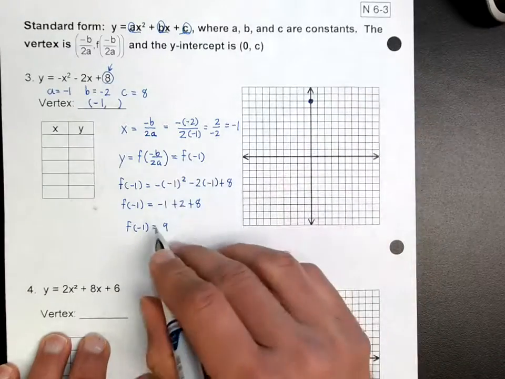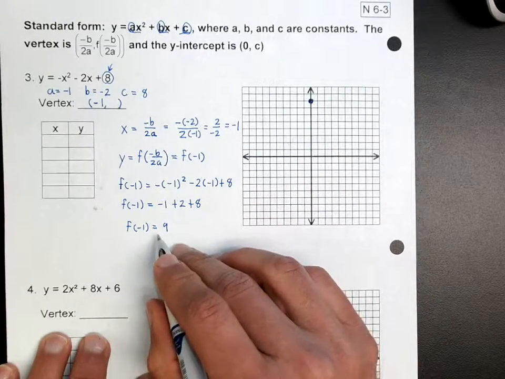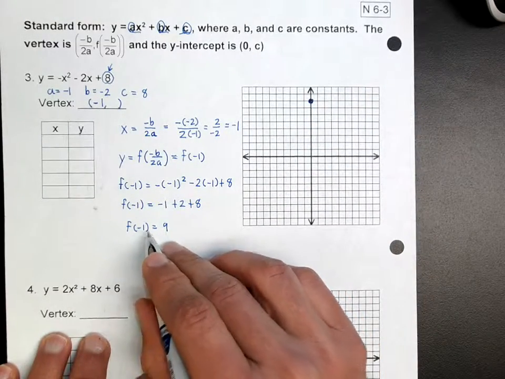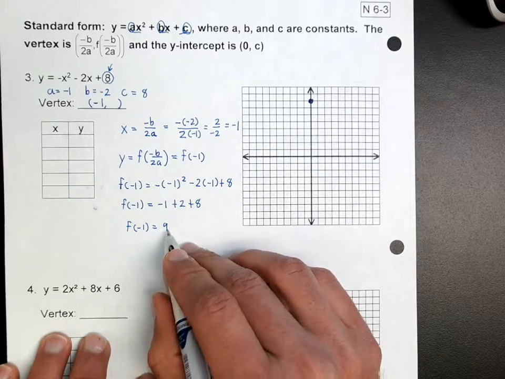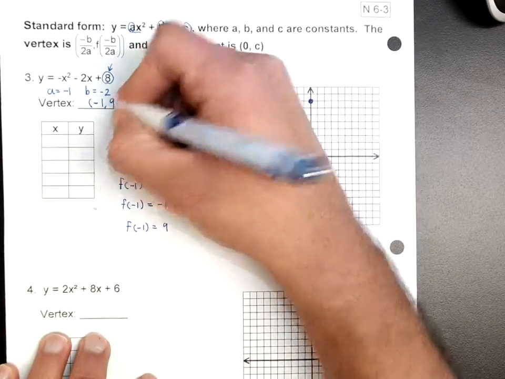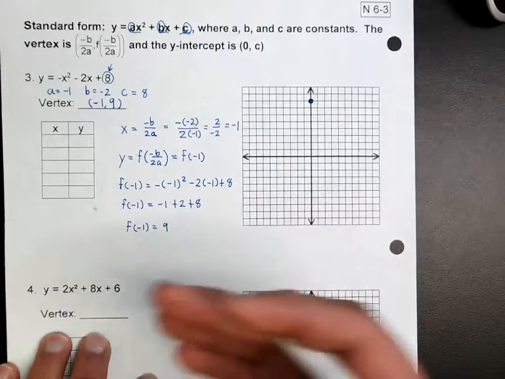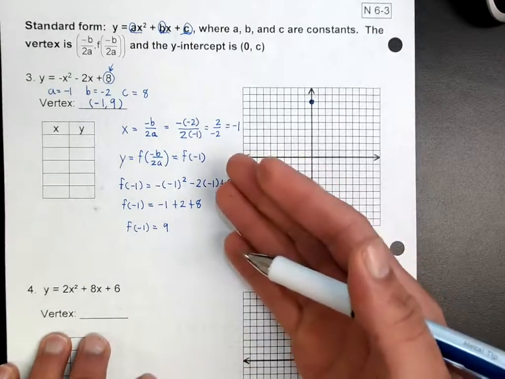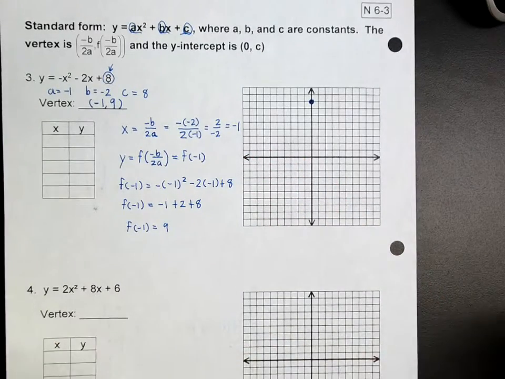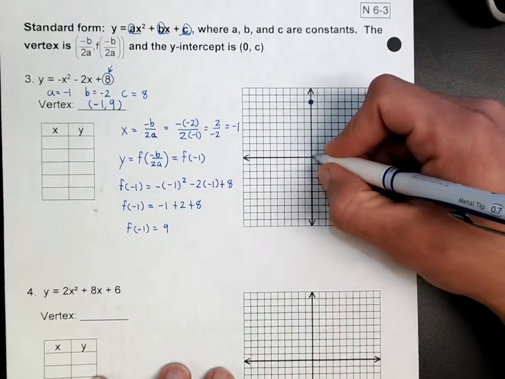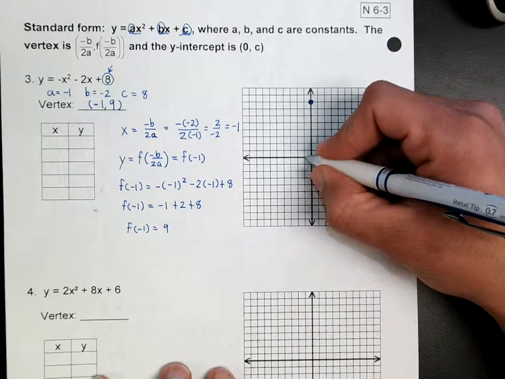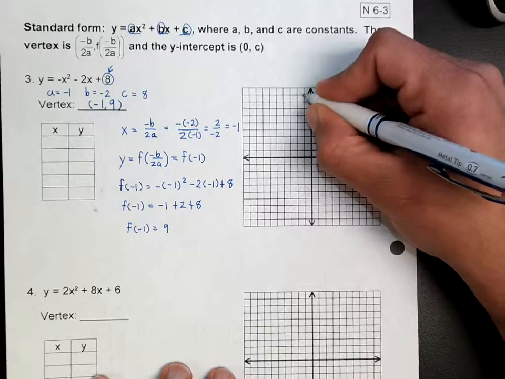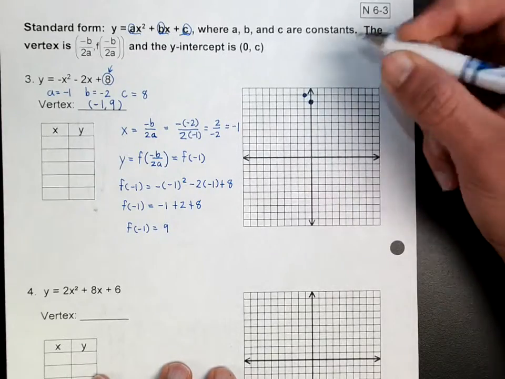Okay, so probably you don't know what that means. What I just found was basically it says if x is negative 1, then y is 9, which happens to be my vertex. Okay, so that's what it means. Alright, so don't get all confused about this. It's actually pretty simple. So, our vertex is going to be located at negative 1 and up 9. So, this is our vertex right here.